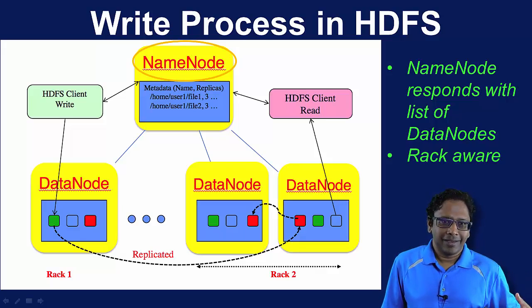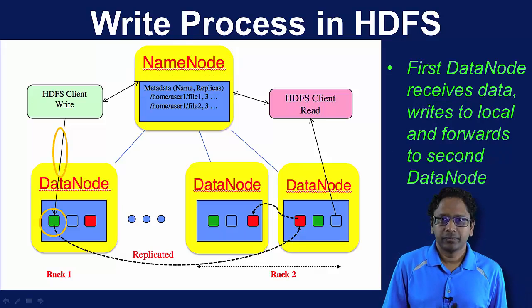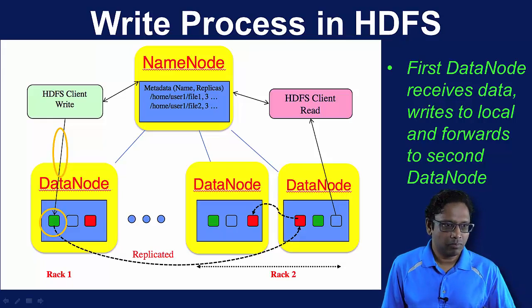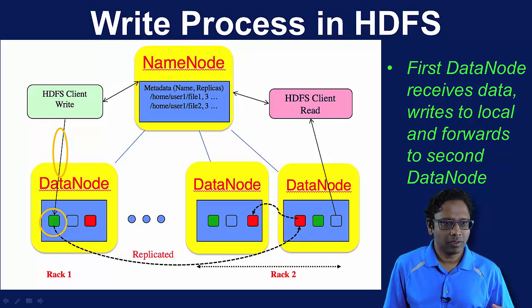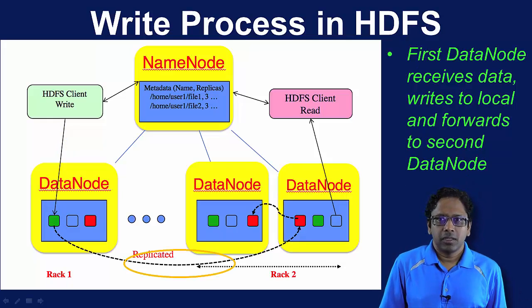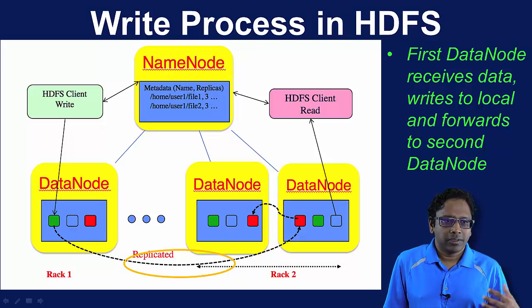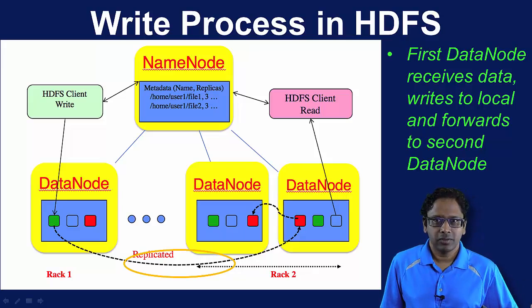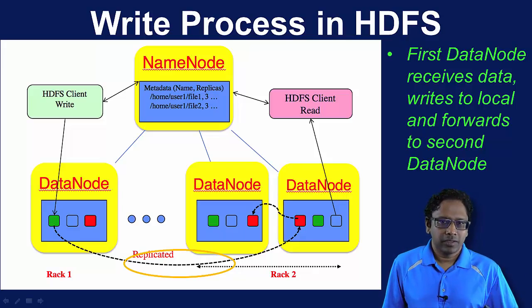So essentially the client gets a list of data nodes back. At this point, the first data node starts receiving data in small portions from the client and writes to the local repository. The data portion is then transferred to a second data node, which in turn writes to the local repository there. And remember, this second data node is on a remote rack, and then it's transferred to the third data node, which does the same thing over again. So essentially the data node can be receiving data and forwarding data at the same time in a pipeline.